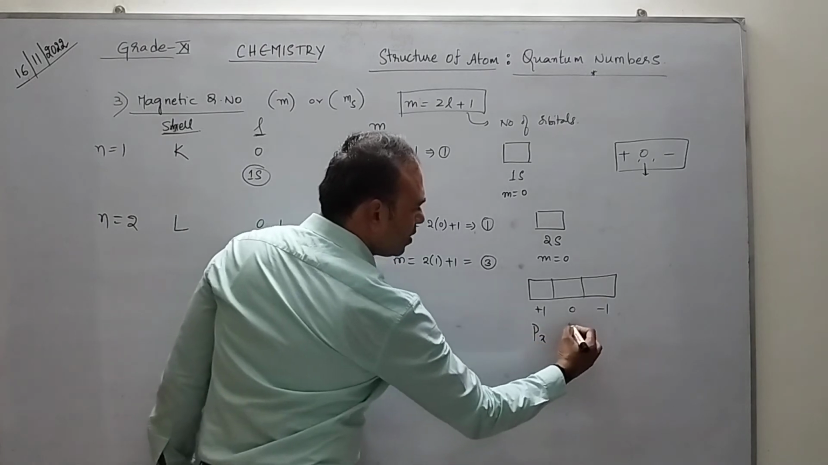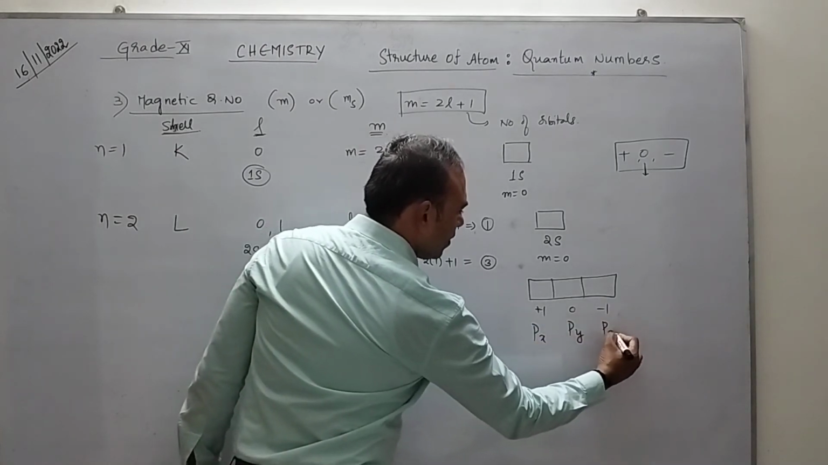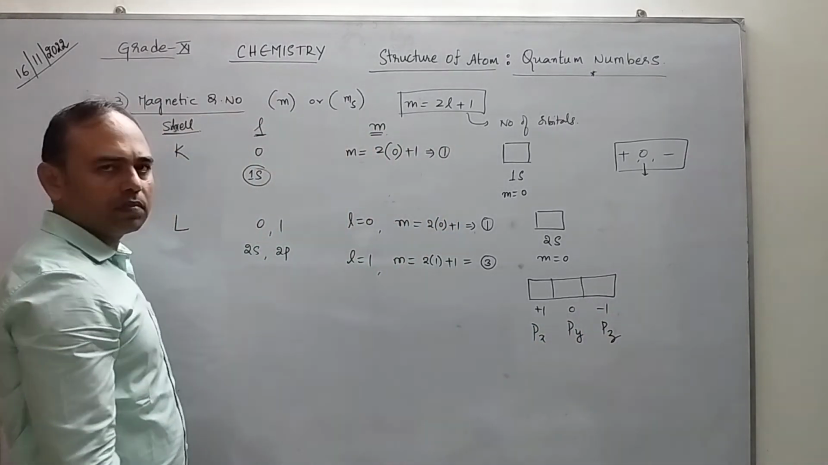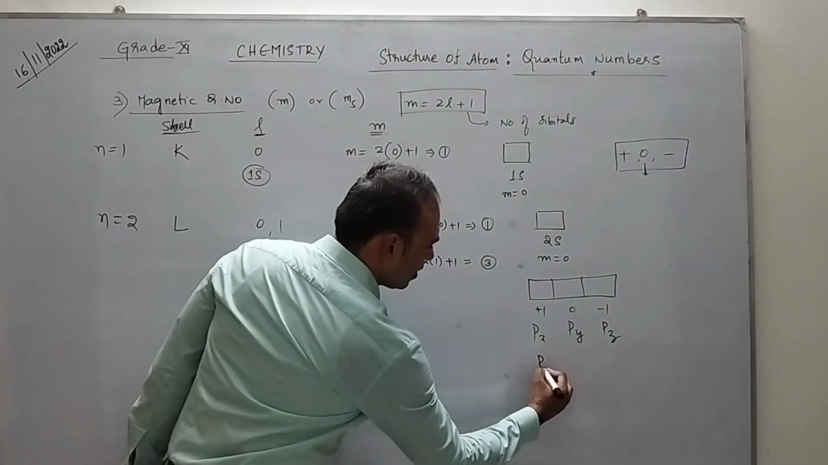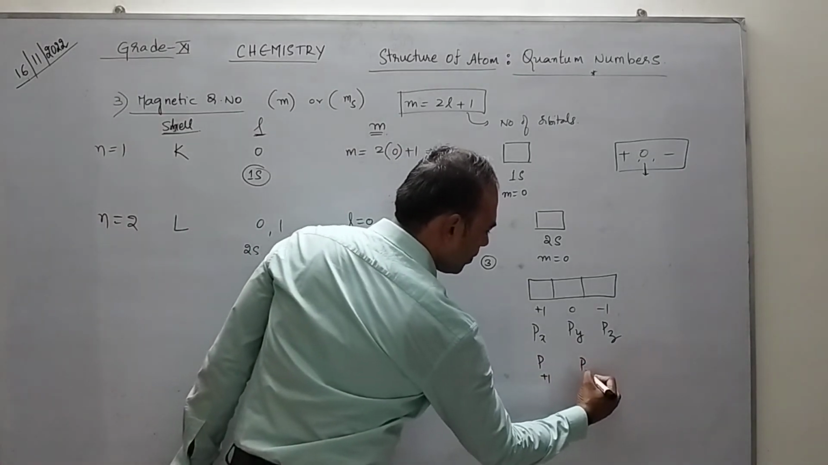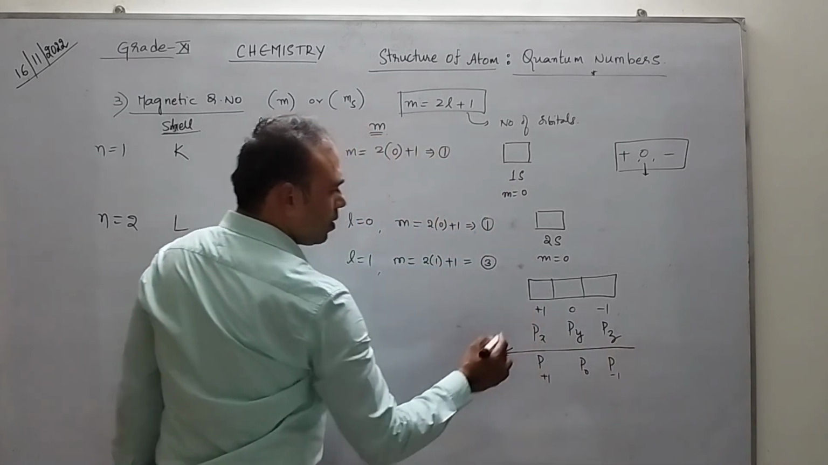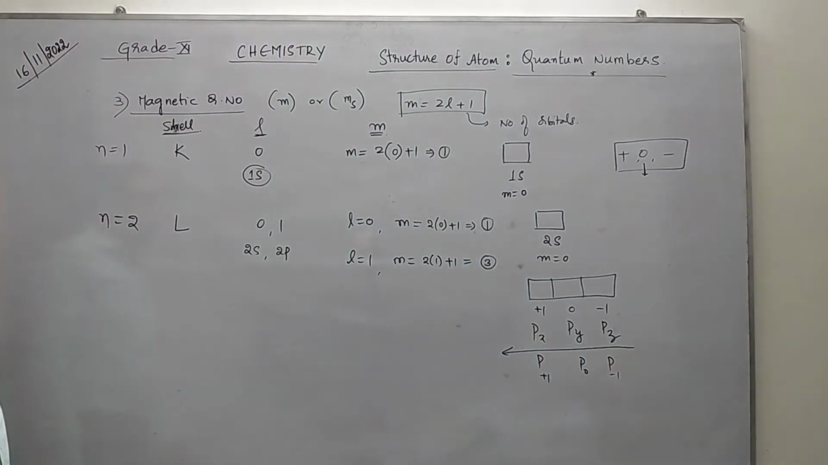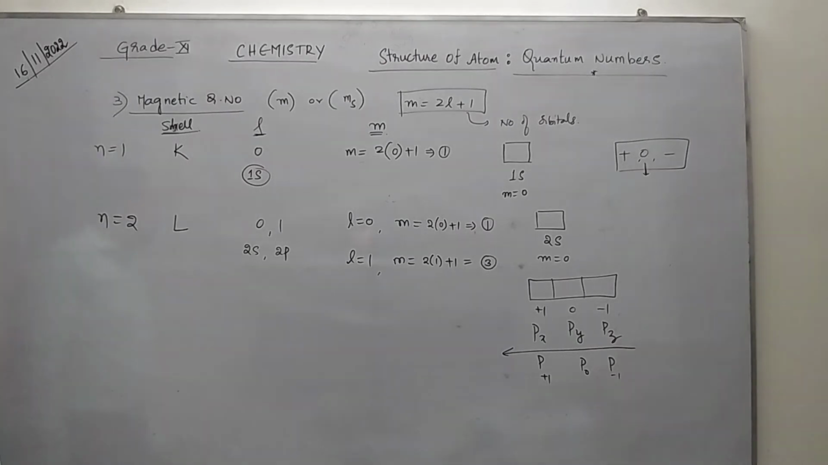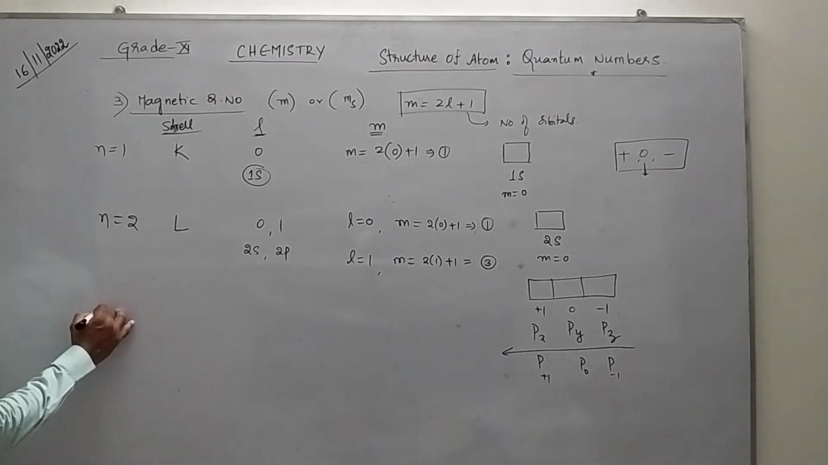The names of the orbitals are px, py and pz. You can also represent them as p plus 1, p0 and p minus 1. So any representation is possible. Hope you are able to understand. Now let me show one more example.